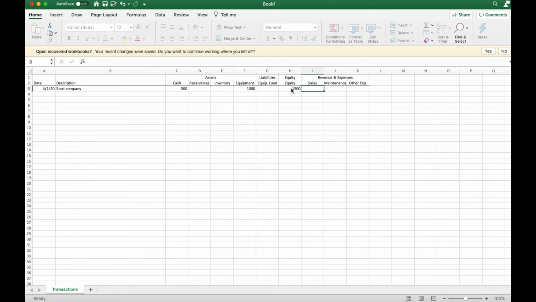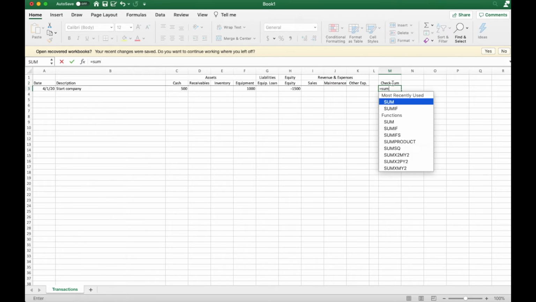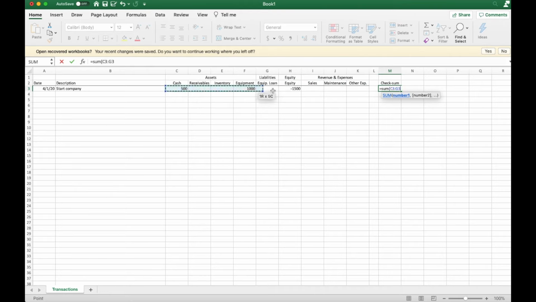Now, if you know debits and credits, all the credits are going to be negative numbers. That's why equity is a negative number. And that way, I can sum across and make sure everything balances. So if you don't know debits and credits, essentially think about it: assets are going to increase with a positive number, and anything that's the other side, if you're decreasing an asset, it's going to be a negative number. If you're increasing a liability or equity, that's going to be a negative number.